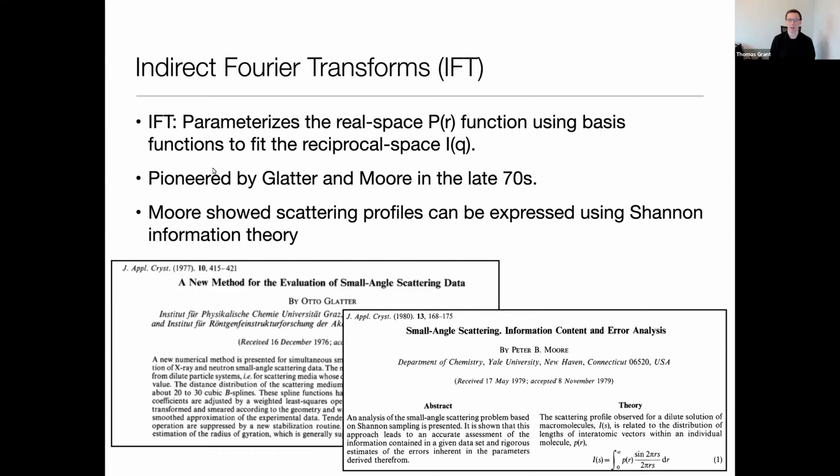that scattering profile, that experimental data. This idea of indirect Fourier transforms was pioneered by Glatter in the late 70s, along with Peter Moore. And then over the next 10 or 15 years, into the 90s even, it was developed by people like Svergan and Henderson and Peterson in order to add restraints and try and improve our ability to get information out of these scattering profiles. Most of what we're going to talk about today is Moore's approach, and I'll explain why in just a little bit. But Moore's approach was to show how scattering profiles can be expressed using Shannon information theory, and we'll get into the details of that in just a little bit.